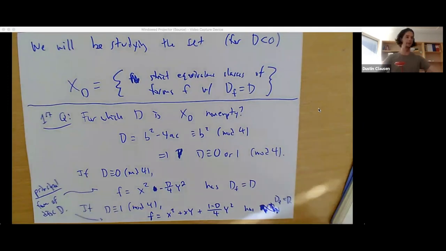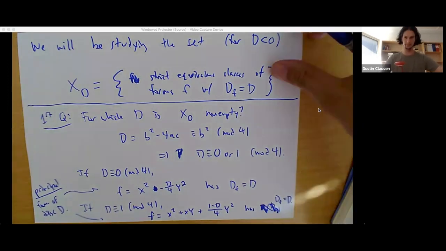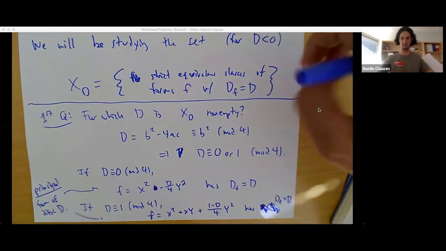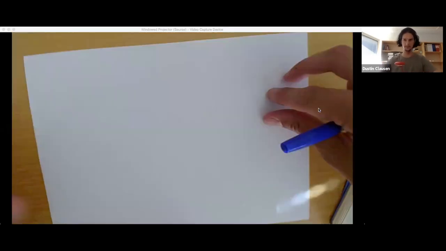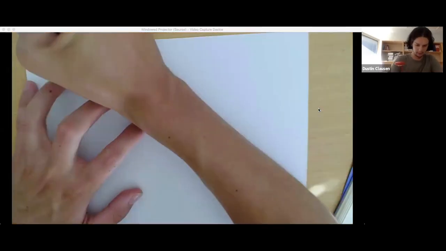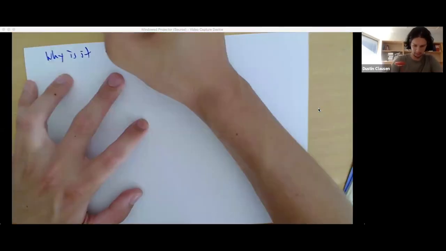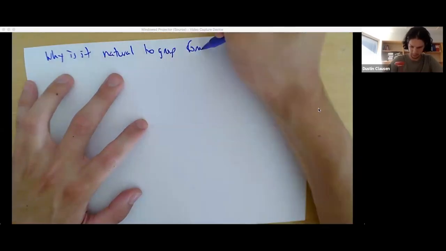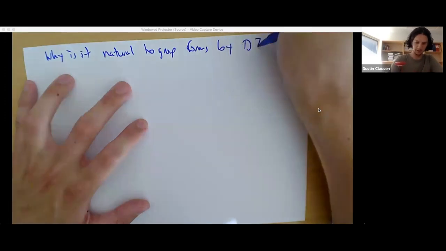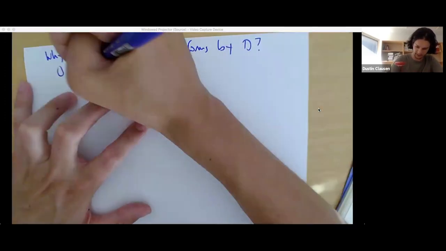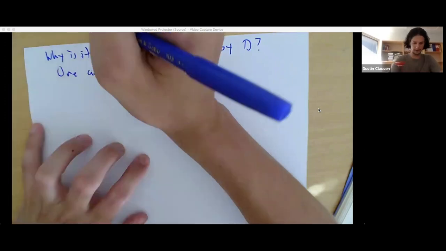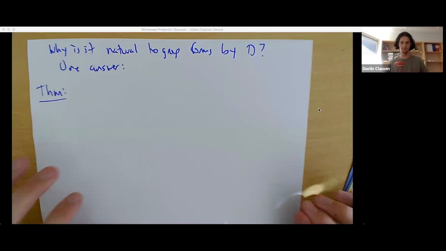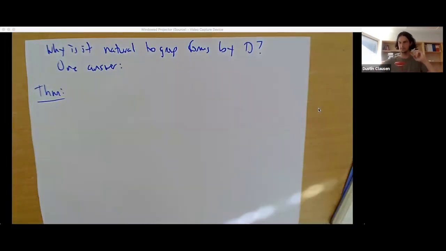Right. Now I want to give you a first reason why this question is a natural question, so why it's natural to group forms by discriminant. Here's one answer. There are actually several possible answers, but here's one. And it has to do with this question we're interested in of which primes, for example, are represented by a given quadratic form.